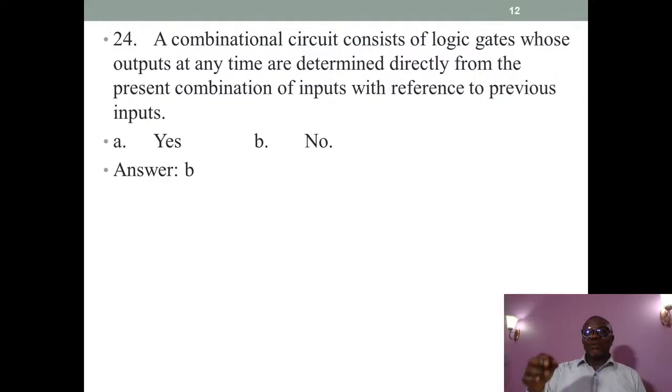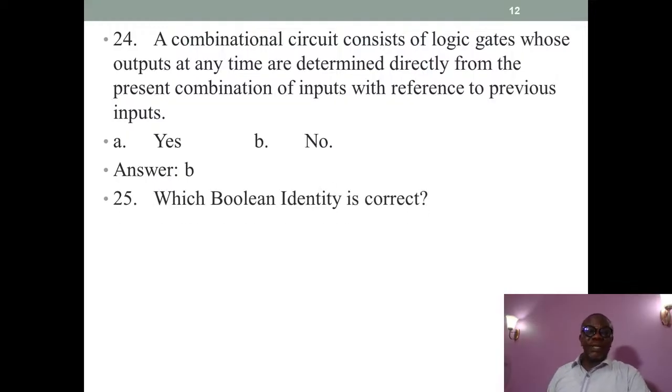And the least component of a memory is the flip-flop. So every sequential circuit makes use of flip-flops. We will get to that in our subsequent lectures.